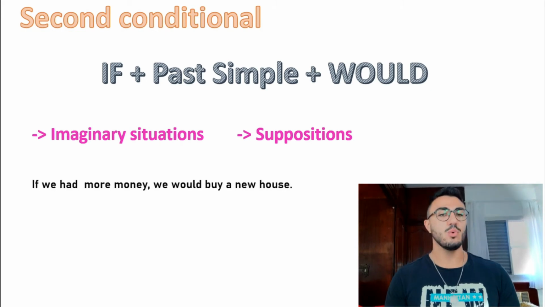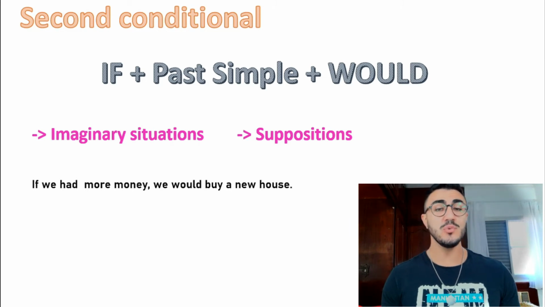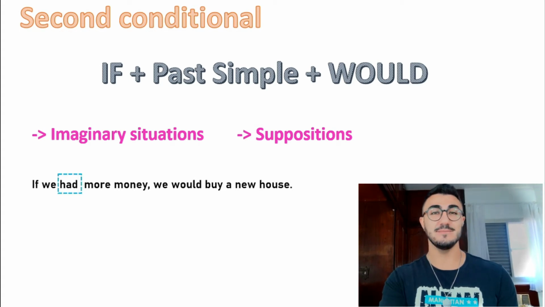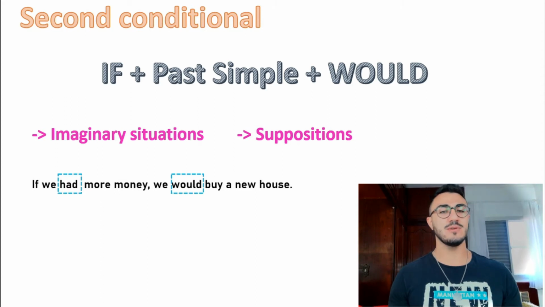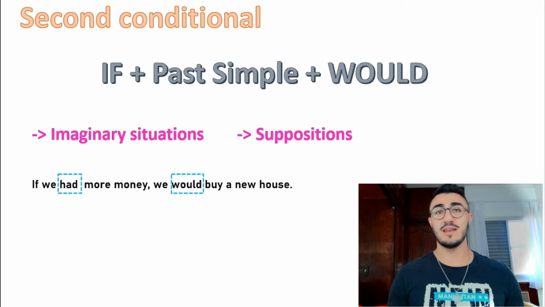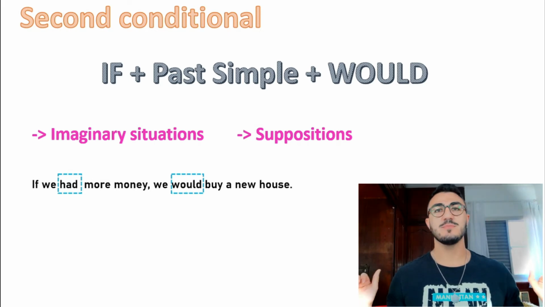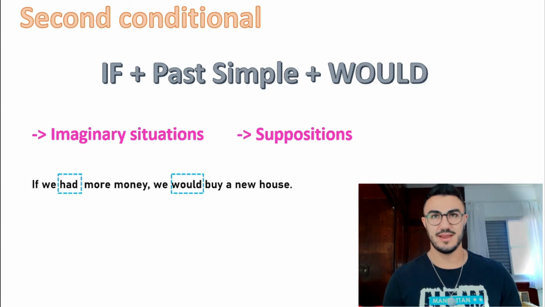So, if we had more money, we would buy a new house. So, past simple, had, plus would. Okay, so if we had more money, we would buy a new house. But right now, guys, we don't have more money. So, we can't buy a new house. But I'm supposing this is an imaginary situation. Okay, if we had, we would buy.